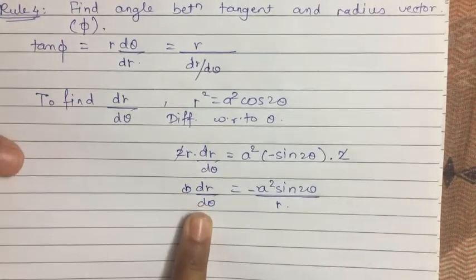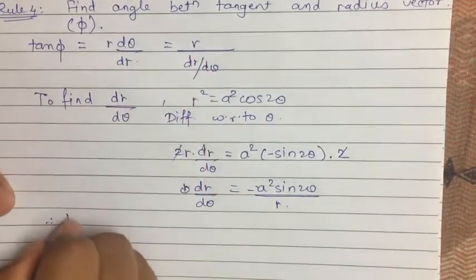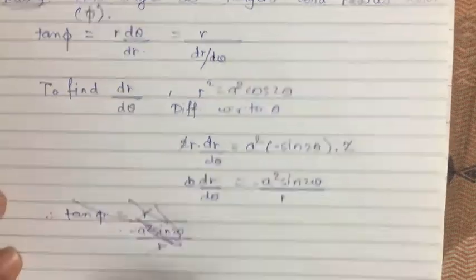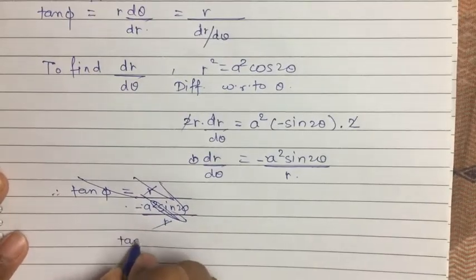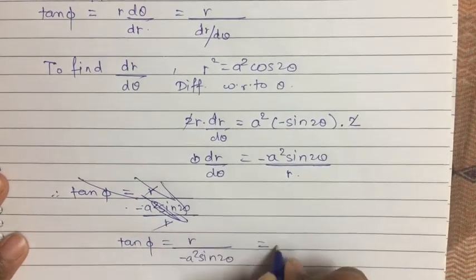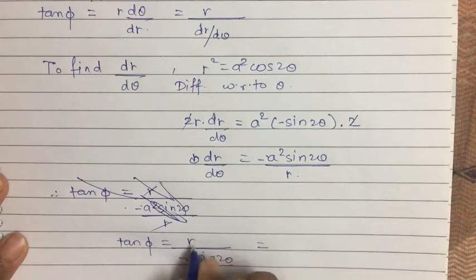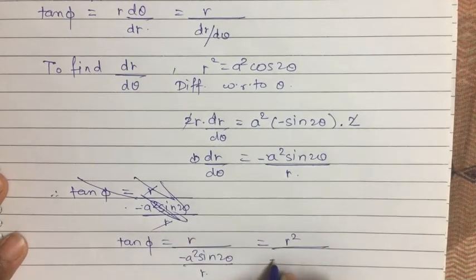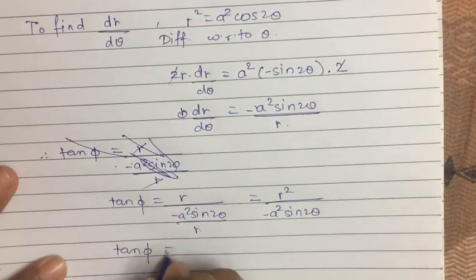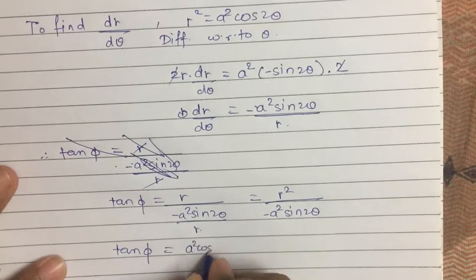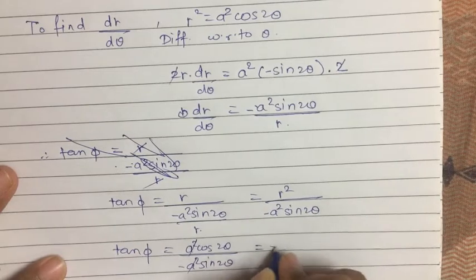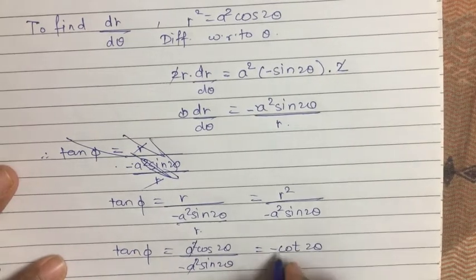Put this value of dr by d theta over here. Therefore tan phi is equal to r upon minus a square sin 2 theta upon r. This r will go in the numerator and multiply with this r, becoming r square upon minus a square sin 2 theta. So tan phi is equal to, what is the value of r square? a square cos 2 theta upon minus a square sin 2 theta. a square gets cancelled. So this is cot 2 theta upon minus sin, that is minus cot 2 theta.